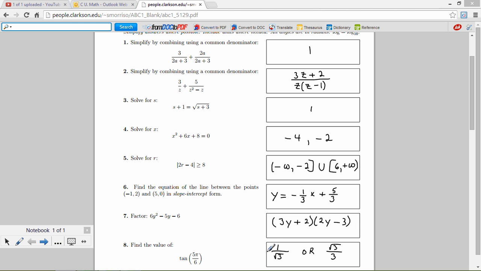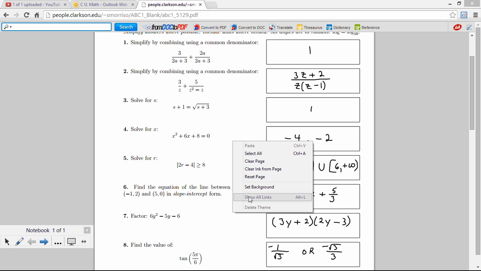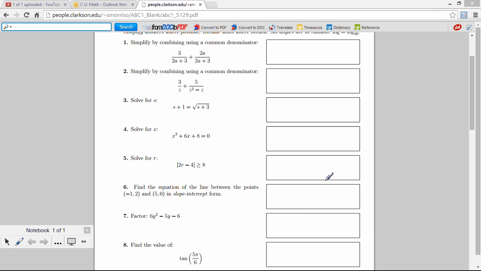And of course, tangent of 5 pi over 6 would be a second quadrant angle. So your answers are negative 1 over the square root of 3. That's one possible answer. Or you might have had negative square root of 3 over 3. Okay. Either one would be acceptable. You don't have to have them both, of course. Right? So now if we move ahead to the next exercises.